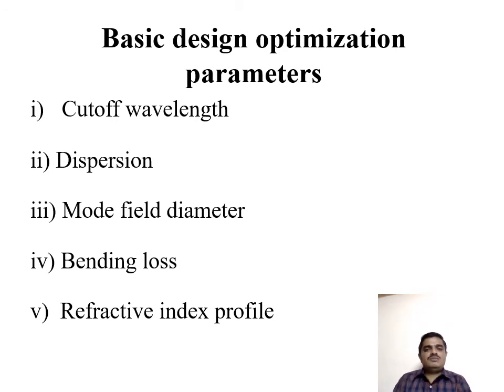What are the possible optimization parameters for single mode fibers? The first one is cutoff wavelength, then dispersion, mode field diameter, bending loss, and refractive index profile. In order to achieve an efficient result, we can use any one of these design optimization parameters.